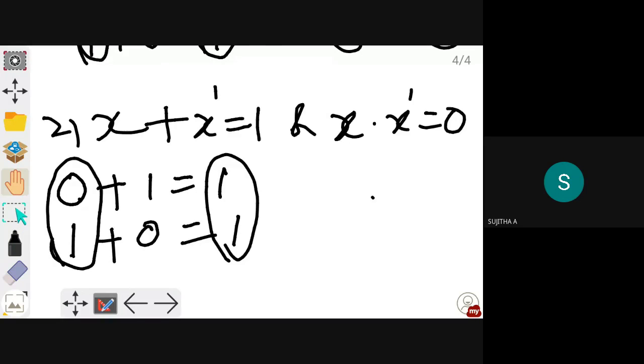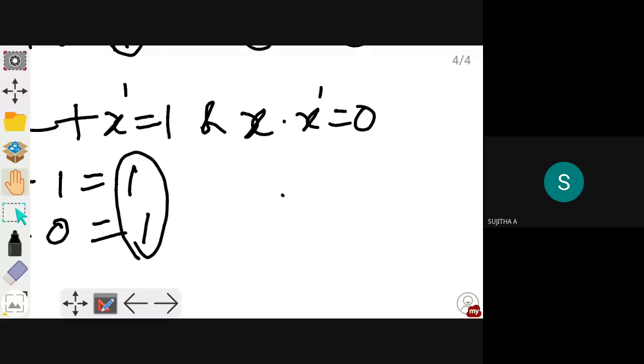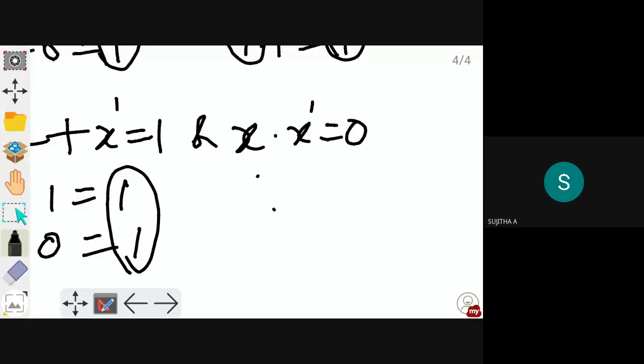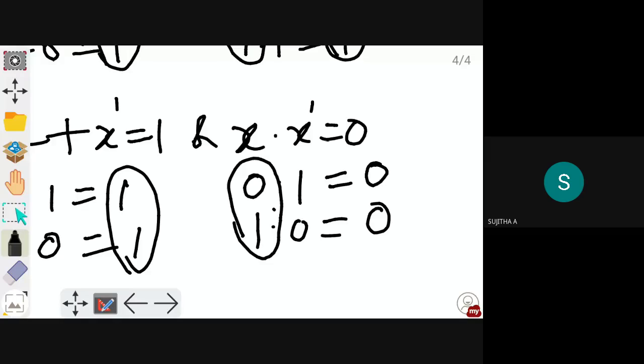Similarly, you come here. If you put x is equal to 0, x bar is 1. So 0 into 1 will give you 0. And if you put x is equal to 1, the complement is 0. 1 into 0 is equal to 0. So whatever value you put for x, your output is 0. So x into x dash is equal to 0. So this is the second theorem.